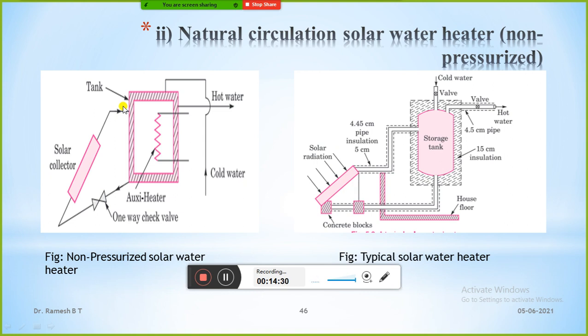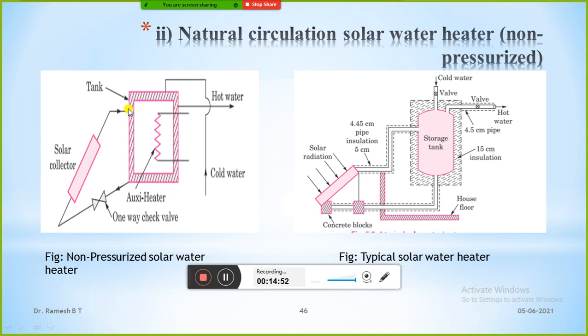If the height difference cannot be accommodated, the only solution is to install a pump. We use a pump and a pressure tank. The stress within the non-pressurized systems is lower when compared to the earlier one. And this is the typical construction.